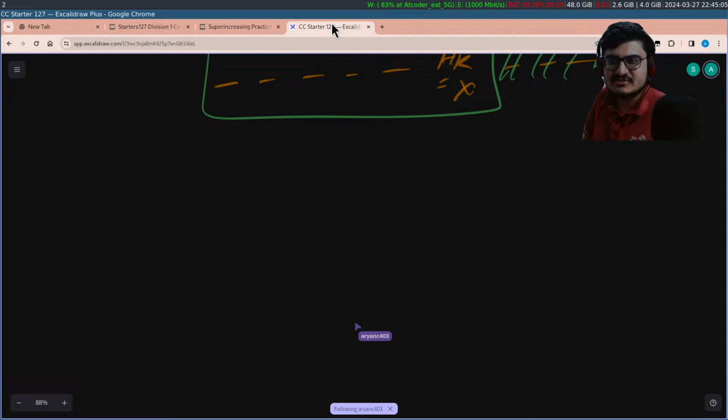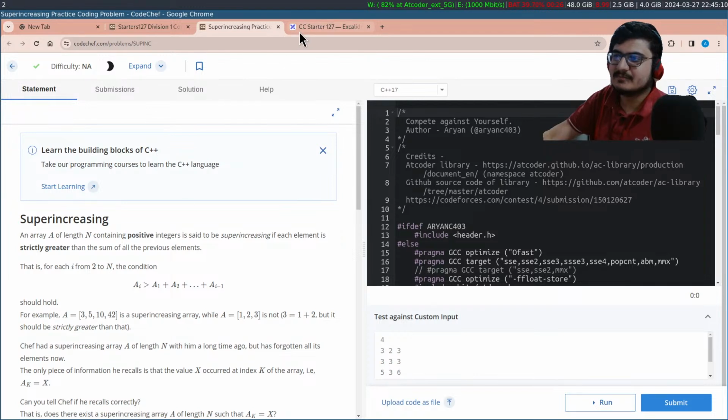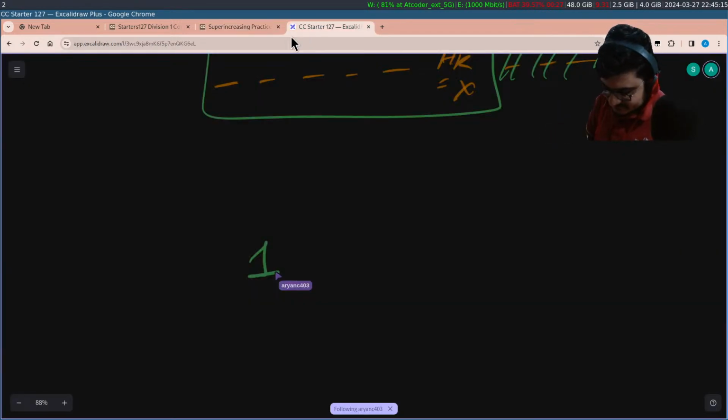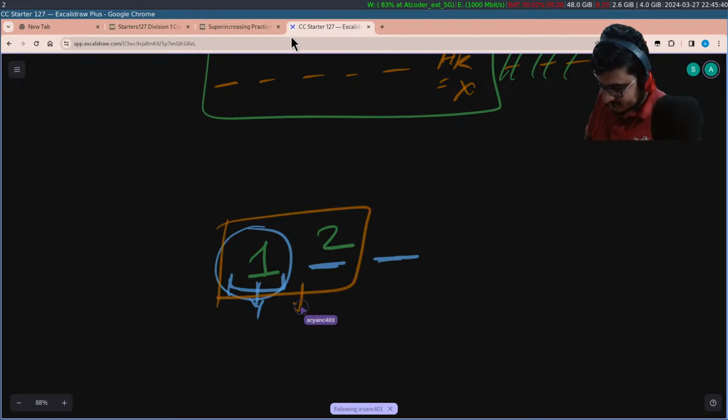So what is the smallest possible value for the first number? The first number must be 1, because all the numbers are positive, I believe. Yes, all the integers are positive. So 1 is the smallest value of the first integer. And the second integer should be greater than the sum of all the numbers so far. The minimum possible value for the second integer is 2. And now what is the smallest possible value for the third integer? The sum of these numbers is 3, so the smallest possible value for the third integer would be 4.